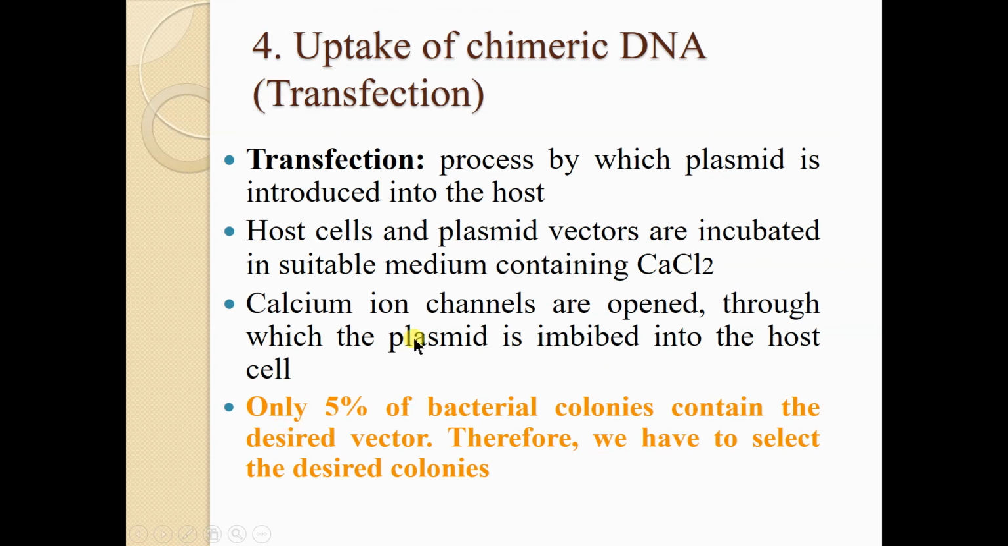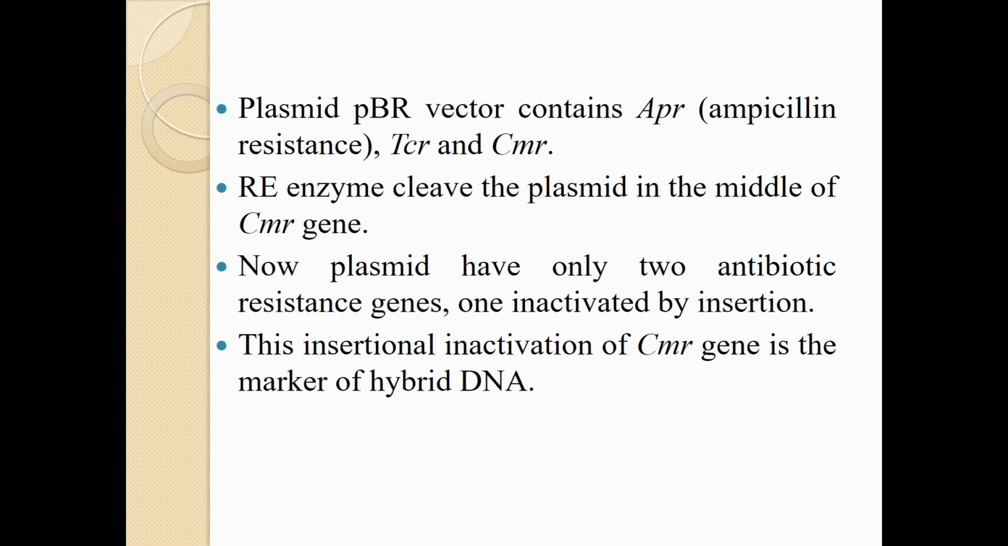Now, from the total bacteria after this medium incubation, and the total hybrid DNA molecule containing plasmid, only 5% of the bacterial colonies contain the desired vector. Certain bacteria contain the plasmid, but it is a simple plasmid which doesn't contain our interested gene. Only 5% of the bacterial colonies contain our desired vector. Therefore, from that 100% of the bacterial colonies, we have to select the desired colonies. How will we select the desired colonies?